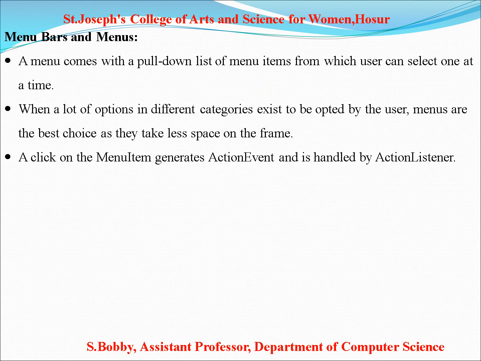Menu bar and menus. A menu comes with a pull-down list of menu items from which the user can select one at a time. When there are a lot of options in different categories, menus are the basic choice as they take less space on the frame. A click on a menu item generates an action event and it is handled by the action listener.